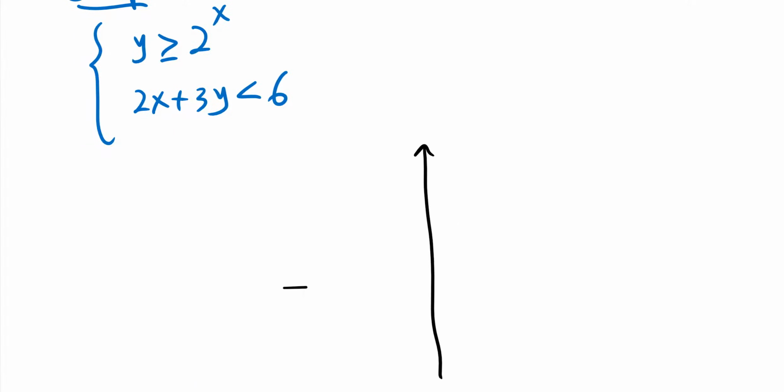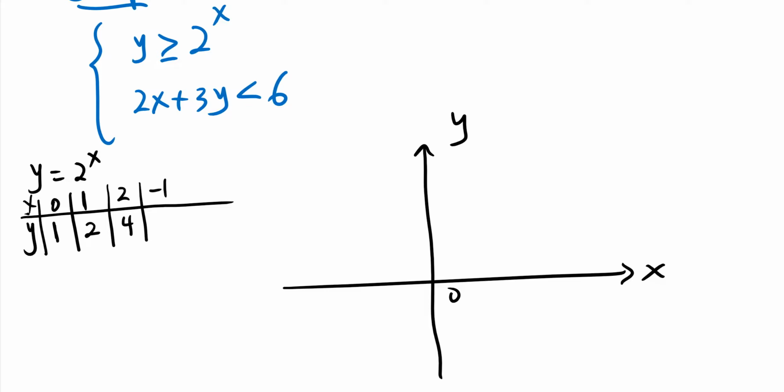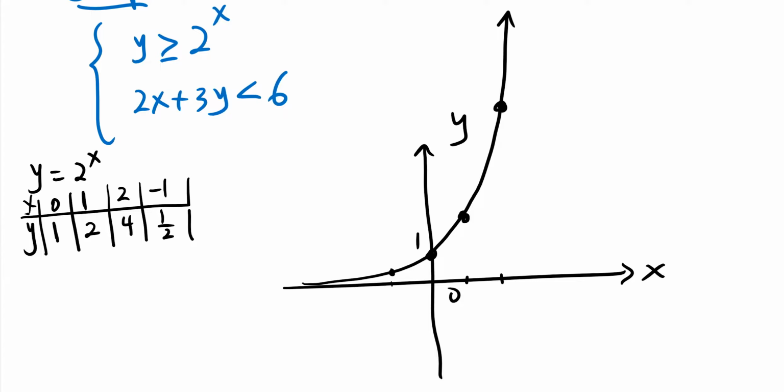The first one is something we graphed in previous sections, but let's do it again. Assume it's y equals 2 to the x, and let's pick values for x. 0 is the easiest one. 2 to the 0 is 1. If you take 1, you get 2. If you take 2, you get 4. If you take negative 1, you get 2 to the negative 1, which is 1/2. So I got (0, 1), (1, 2), (2, 4), and (-1, 1/2). So this is the graph, as you can see.